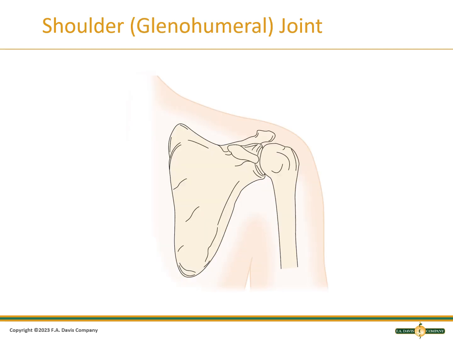This is just a picture of the shoulder joint where we can see the humeral head articulating with the glenoid fossa.